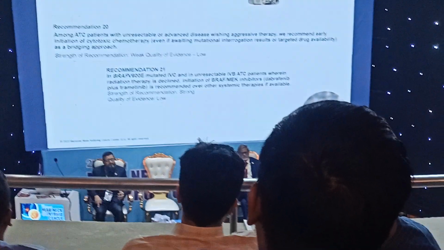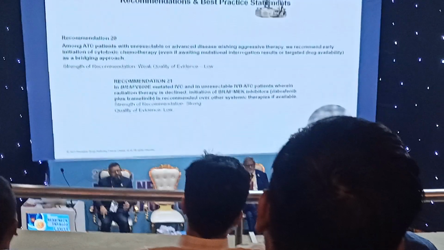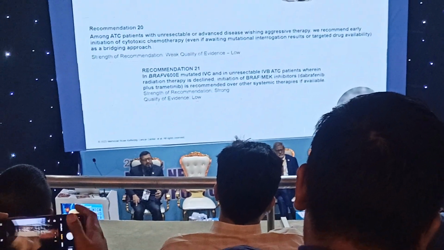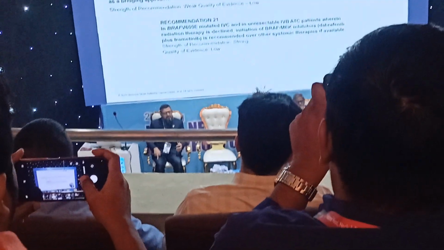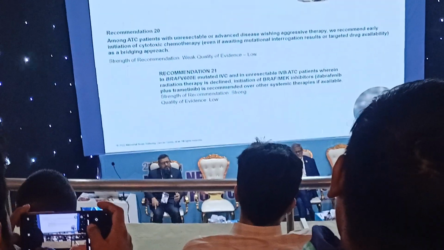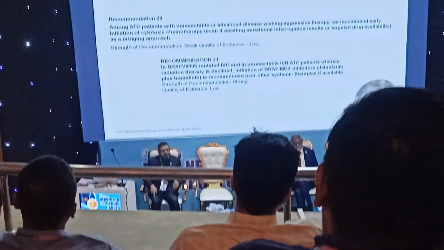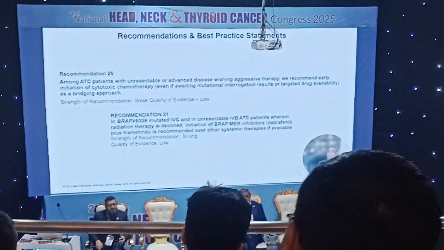Now, I just want to show you this recommendation 20 and recommendation 21. Whenever we deal with aggressive thyroid cancer, the first thing is to find out if it is BRAF mutated. You can literally divide the anaplastic thyroid cancer like the oropharynx between HPV and non-HPV. The same here. Is it BRAF positive? Is it BRAF negative? Because the recommendation and the treatment choices are quite different and very efficient.